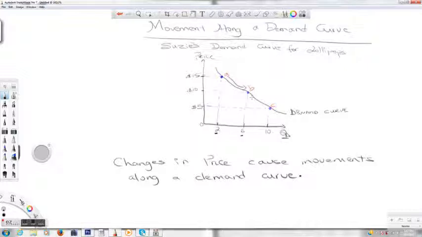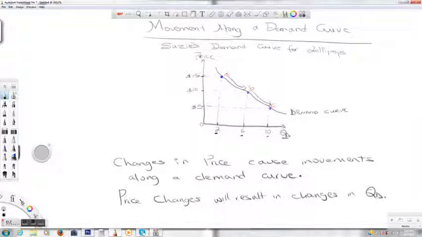And if we were at $10 and then price changed to a further $5 for Susie, then she'll now start demanding 10 lollipops. And so we have a movement along the same demand curve from a point B to a point C. Right? And whenever price changes, it causes a change in quantity demanded, which results in a movement along the demand curve. So price change will result in changes in quantity demanded.